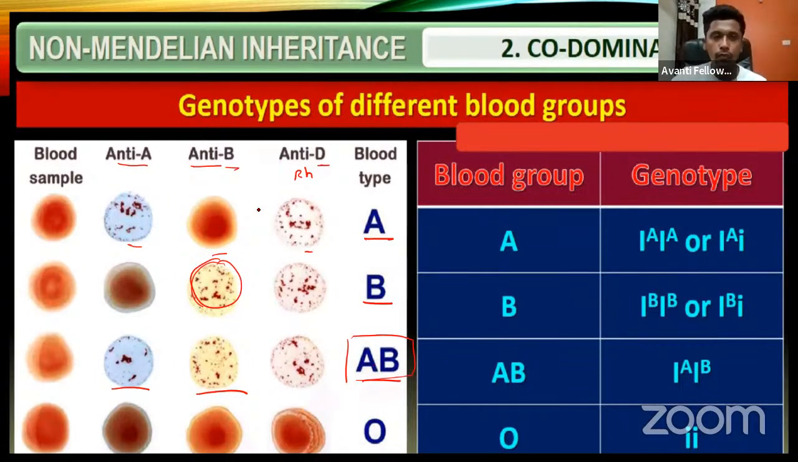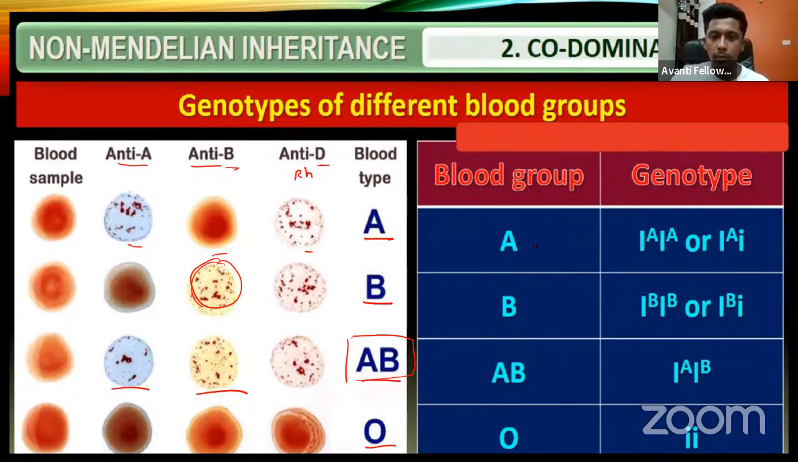Now I have told you the i allele is not responsible for production of any sugars. That is why you cannot have any antigens present. So no anti-sera will work on O blood group. That is why they do not agglutinate. All right. So this is about how we test the blood of an individual.